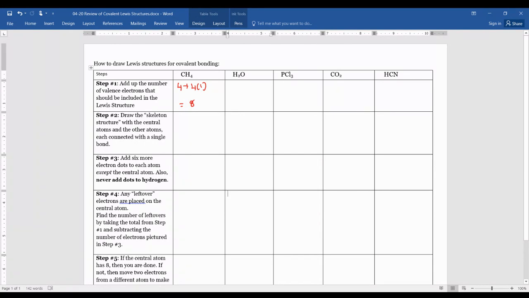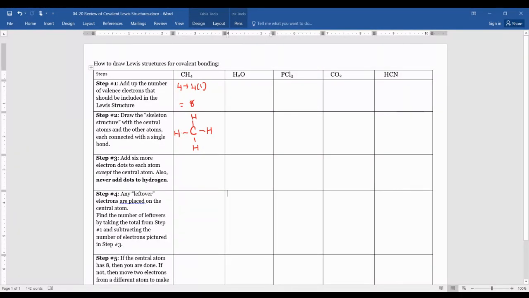The next step is draw the skeleton structure with the central atom and the other atoms connected with a single bond. Okay, so how do we know what's a central atom? The first atom is usually the central atom, but hydrogen is an exception. Hydrogen is never a central atom. So now since we have carbon, I'm going to put carbon in the middle, and I'm going to put hydrogen on the 4 sides.